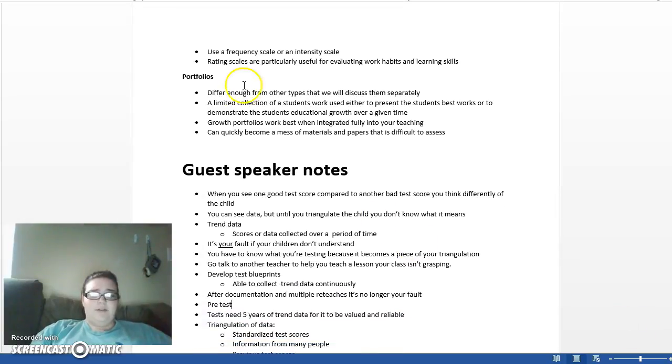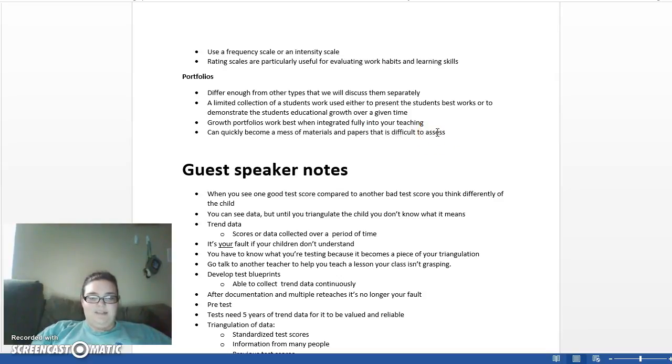And then portfolios. Portfolios differ enough from other types that they are discussed separately. A limited collection of a student's work used either to present the student's best work or to demonstrate the student's educational growth over a given time. Growth portfolios work best when integrated fully into your teaching, and they can quickly become a mess of materials and paper that is difficult to assess.